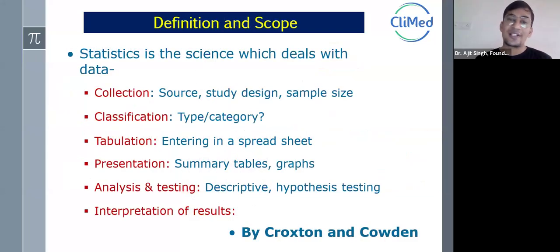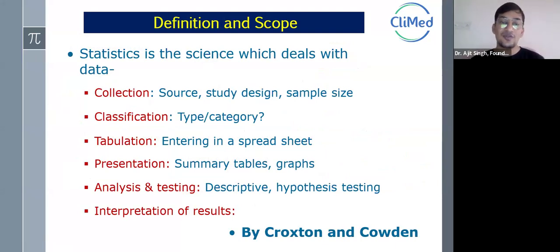And how exactly does the definition of statistics go? It is the collection of data, classification of data, tabulation of data, presentation of data, analyzing it, and then interpretation of the results. This definition was given by Croxton and Cowden. So let me tell you what exactly statistics is.